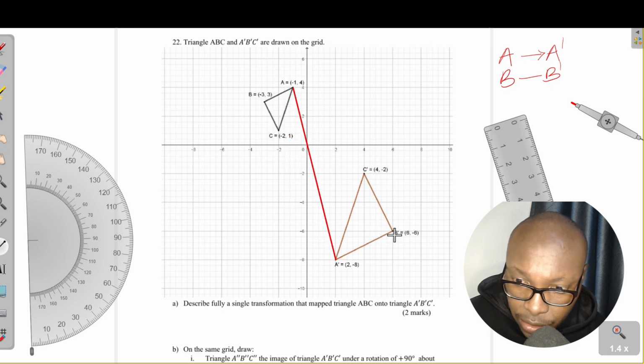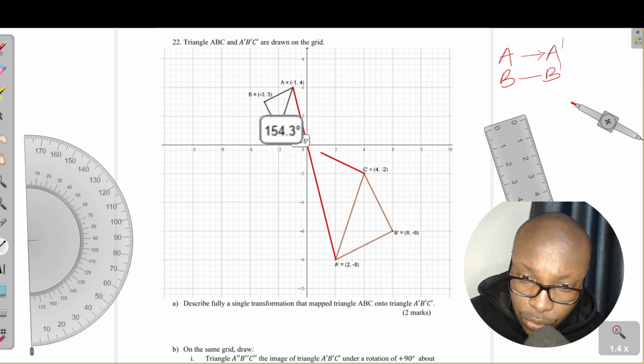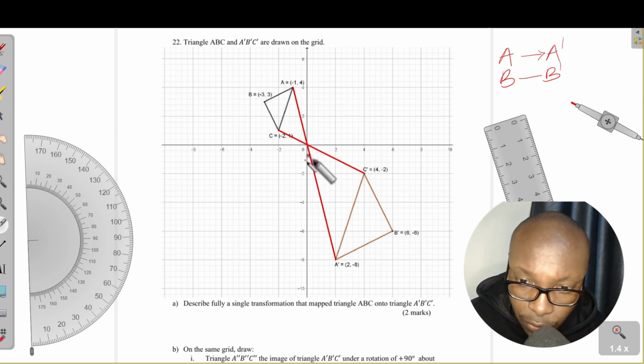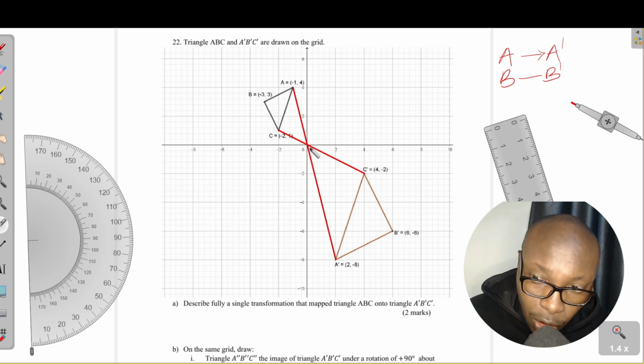And then I can join even C. You can choose any point that you wish. I can decide to choose C, so let me join C to C prime like that. Now, where those lines meet, that is the center of enlargement. The two lines connect an object point to its image point.